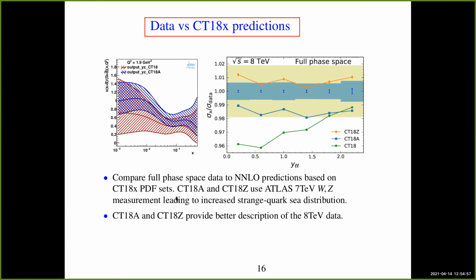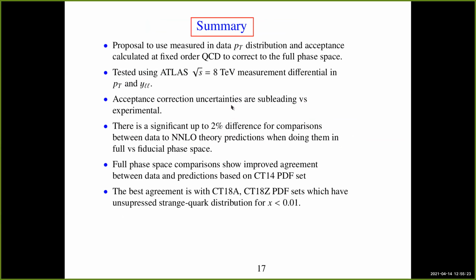All right, so now we can compare this full phase space ratios. And so the CT18 is actually behaving similar to CT14. Not perfect, but if you look at CT18Z and A, they are basically flat. So the conclusion from that, the ATLAS 8 TeV and 7 TeV data are very consistent in terms of the preference for the strangeness. Yeah. So this is essentially all.